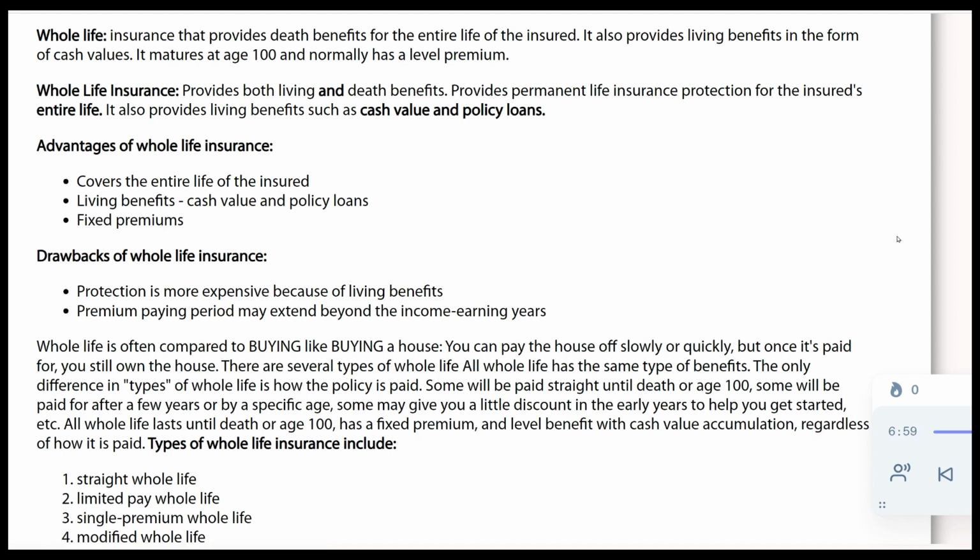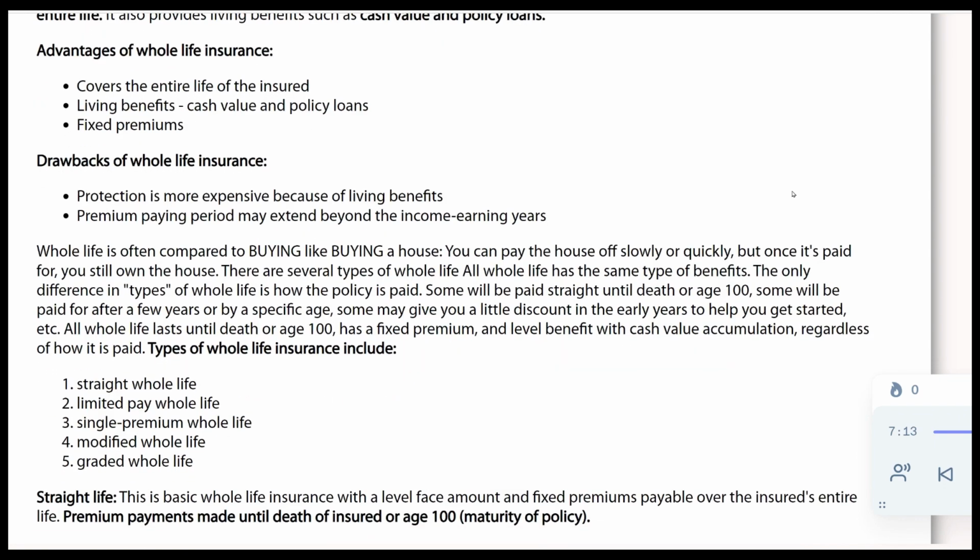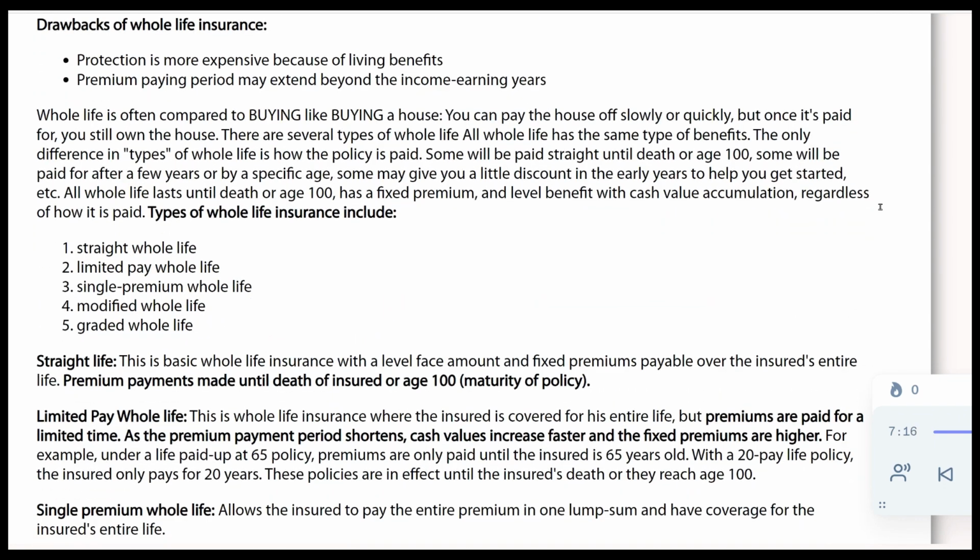Advantages of whole life insurance. Covers the entire life of the insured. Living benefits, cash value, and policy loans. Fixed premiums. Drawbacks of whole life insurance. Protection is more expensive because of living benefits. Premium paying period may extend beyond the income earning years. Whole life is often compared to buying a house. You can pay the house off slowly or quickly, but once it's paid for, you still own the house.